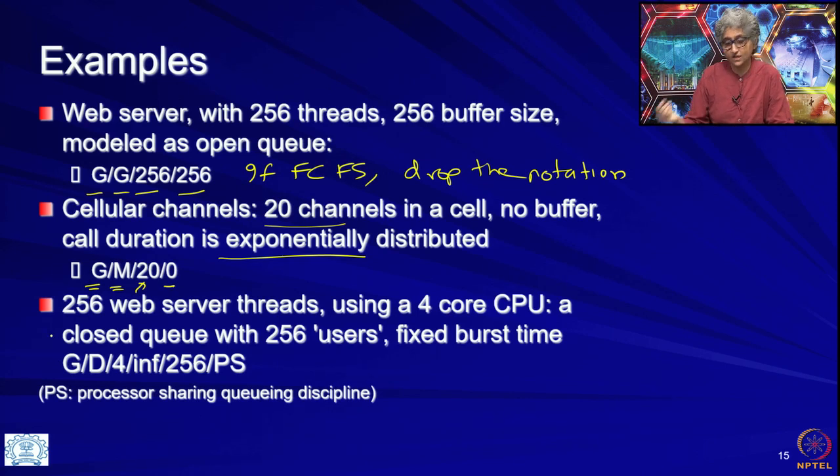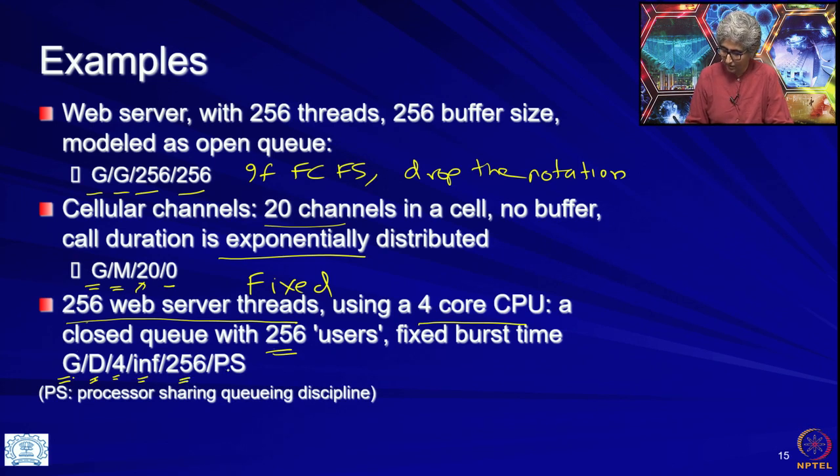The last example is the CPU queuing system itself. There were 256 web server threads using a 4 core CPU. These threads are not going anywhere, they are a fixed number of threads. So this becomes a closed system, and these 256 threads are like the users which sometimes use the CPU and sometimes are idle. The service time is assumed to be fixed. We have 4 cores, and we do not assume a short buffer size, since anything more than 256 will be enough, so it is okay to assume a large buffer size.